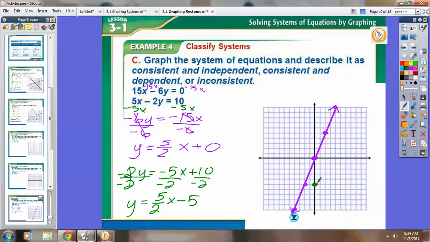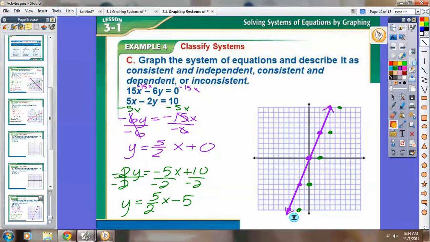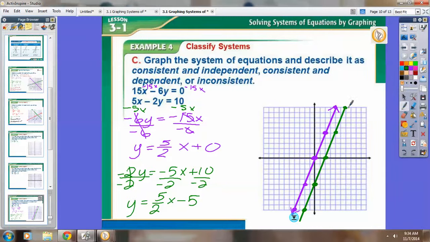Good. They have the same slope, so they definitely should be parallel when we graph. Go down 5, right 2. Go up 5, excuse me, down 5 and left 2 is what it went there. Up 5 and right 2. They did have the same slope, which should have been parallel, and they are when we graph them.